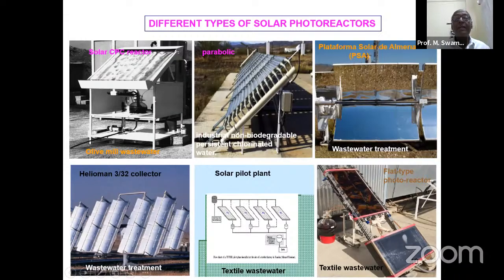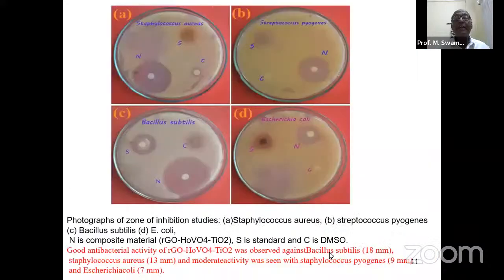And now we'll see something about the antimicrobial activity. This is bacterial decontamination. We have taken RGO, holmium-aminated TiO2. You can see that we have taken some 3 or 4 bacteria, and we found that very good interaction is there. You can see this activity by the inhibition zone method, 18 millimeter and all these things are there. So they were found to be very active.